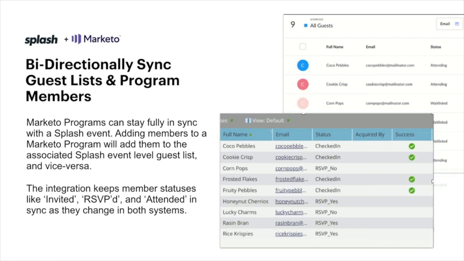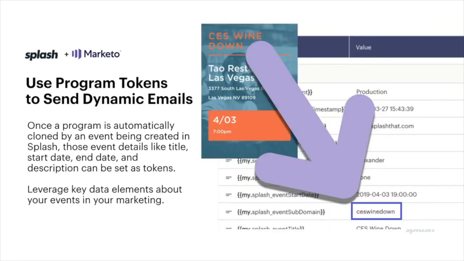You can make that an automated process where somebody appears on the guest list only if they qualify for the hoops that you've made them jump through and actually appear on that program. Wow. Pretty remarkable. And then, one of my favorites, program tokens for dynamic email sending.